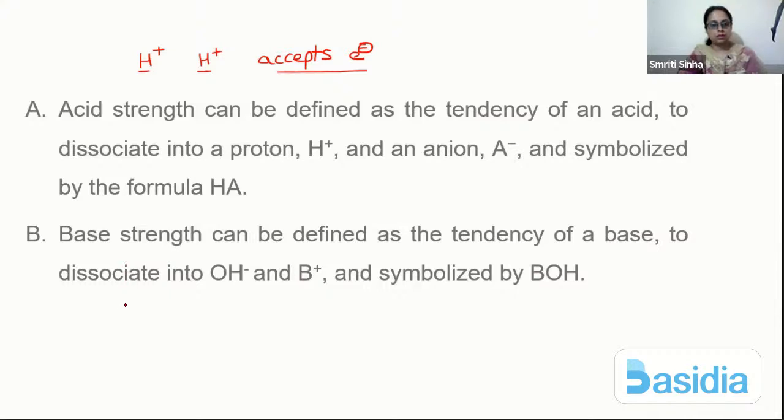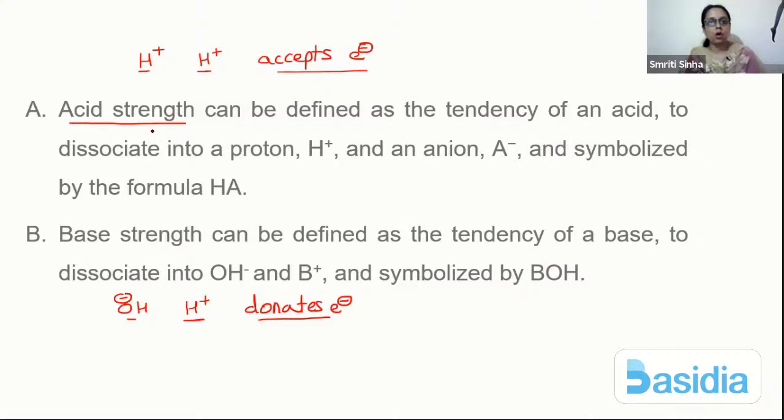Base is any substance which donates OH minus ion in the solution, or base is any substance which accepts H plus ion from the other substance, or base is any substance which donates electron to the other substance. So this is according to the Arrhenius theory, this is again according to the Lowry theory, and this is according to the Lewis theory. Now how do we explain the strength of acid?